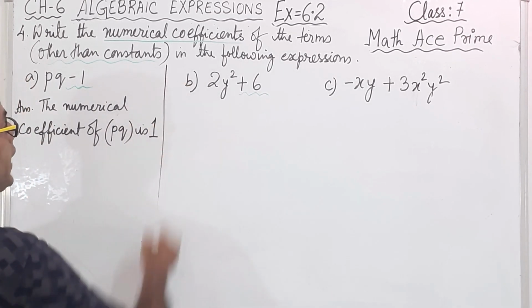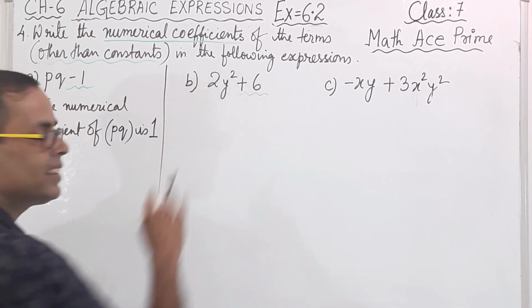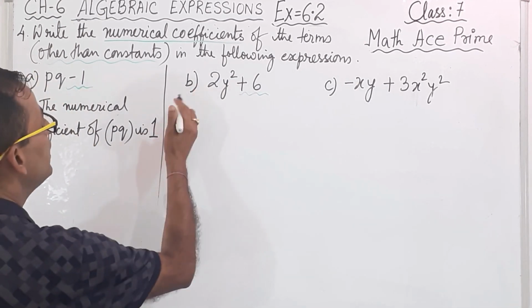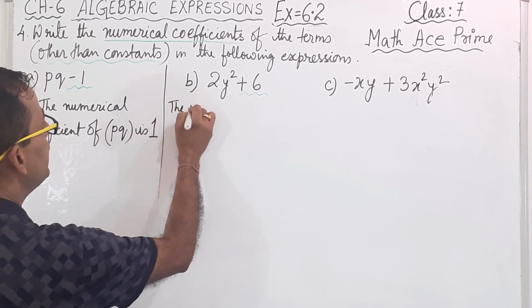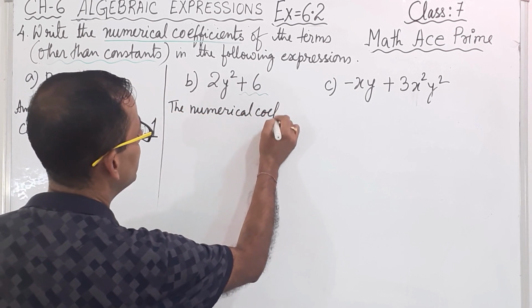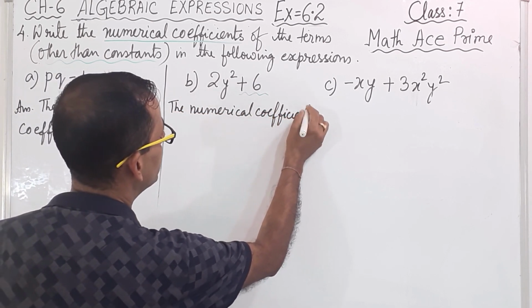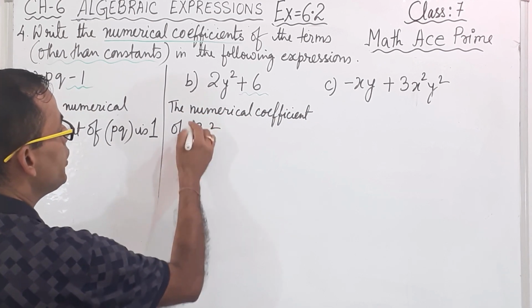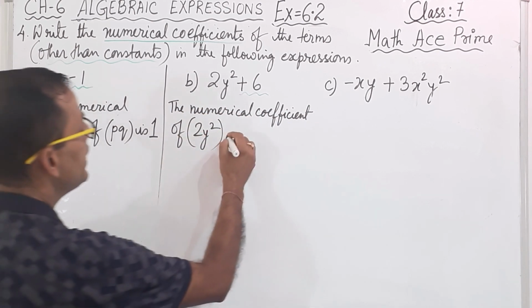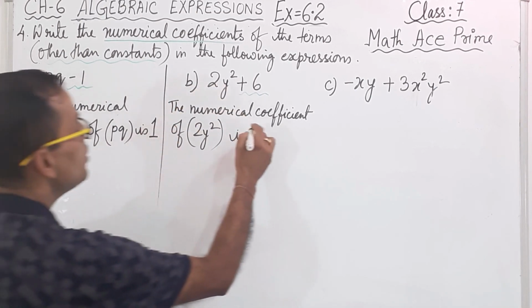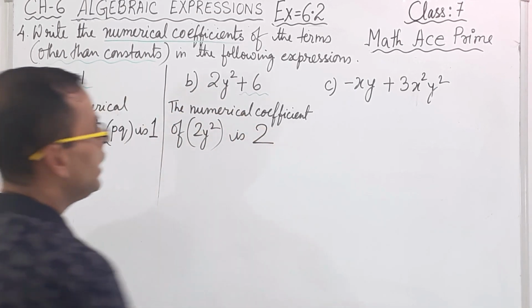Clear? Now next one, plus 6, it is a constant term. So leave it. Now what is left? This one. So what will I write? The numerical coefficient of 2y square, you can keep it in brackets, is, so here what is the number? Here a particular number is there, 2. So that is the answer.